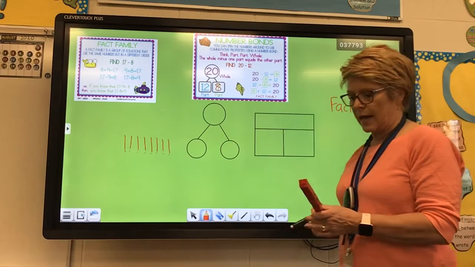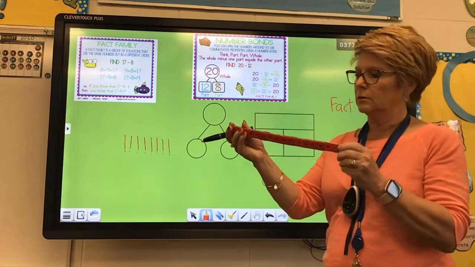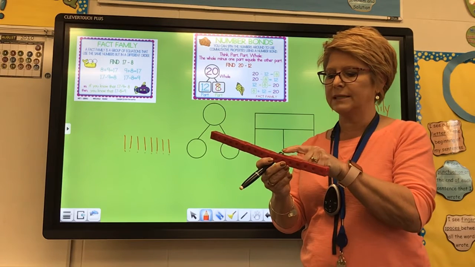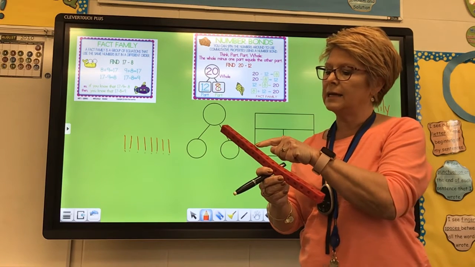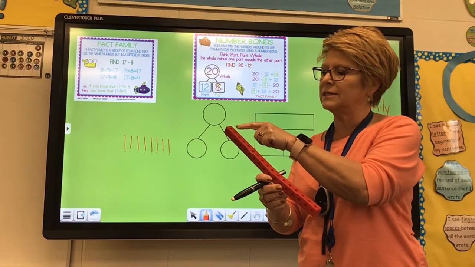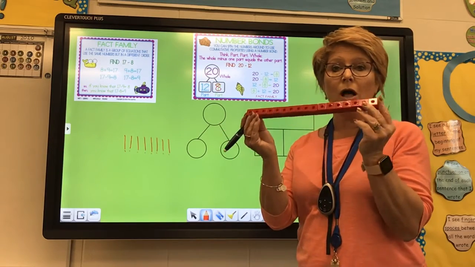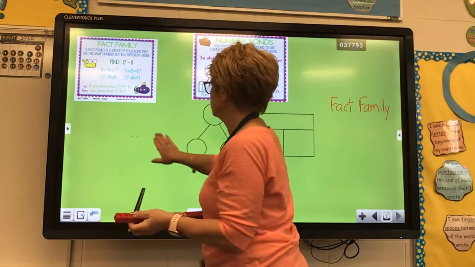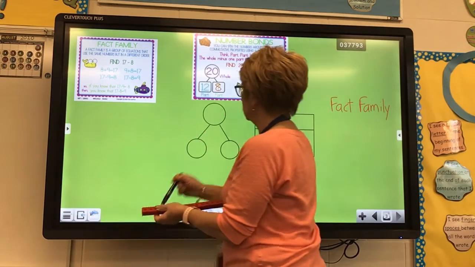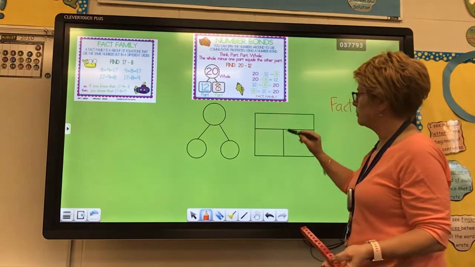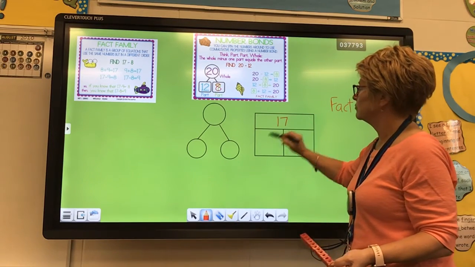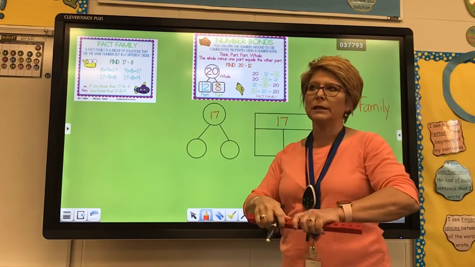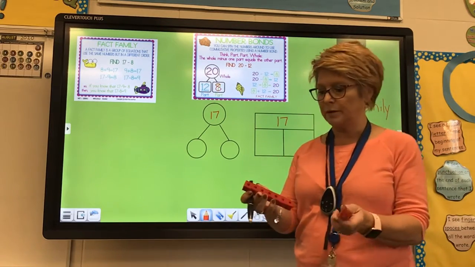So Mrs. Limon has some cubes here, and I have 1, 2, 3, 4, 5, 6, 7, 8, 9, 10, 11, 12, 13, 14, 15, 16, 17. Altogether, my whole is 17. Oops. So I'm going to put that, and let's use the bar model this time. We'll use both, 17.